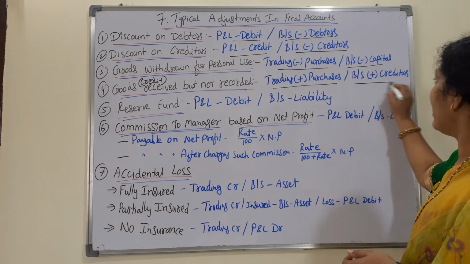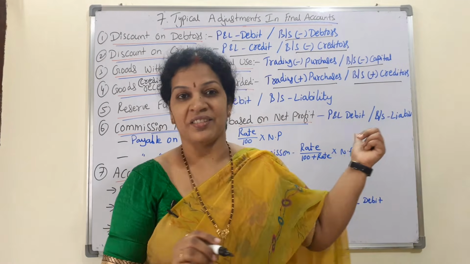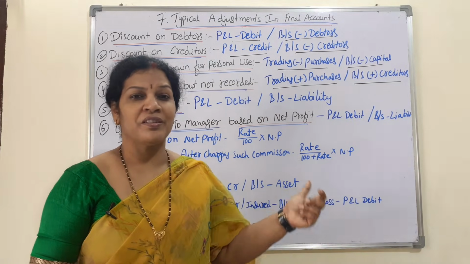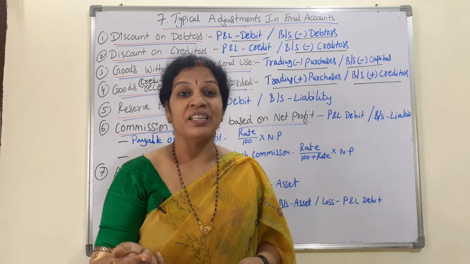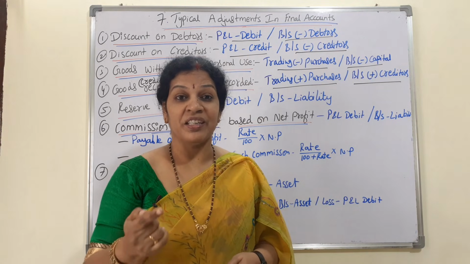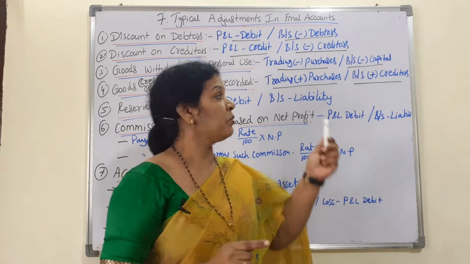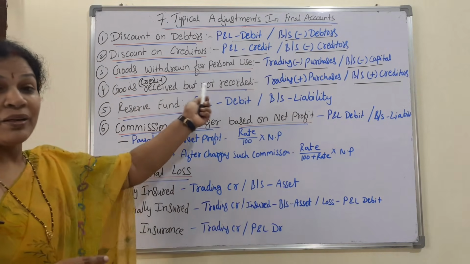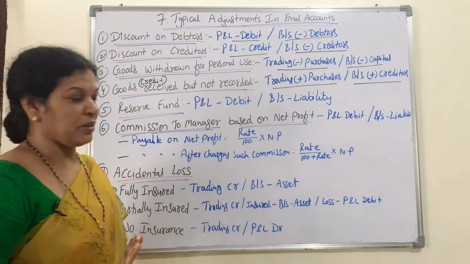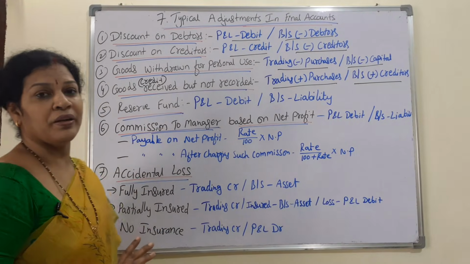Another one is add to the balance sheet creditors. Goods purchased on credit basis means creditors, the creditors value is increasing. The liability, creditors, is increasing, that is why we will add to the balance sheet creditors. This is goods received but not recorded, a credit transaction, remember. Next one, reserve fund.